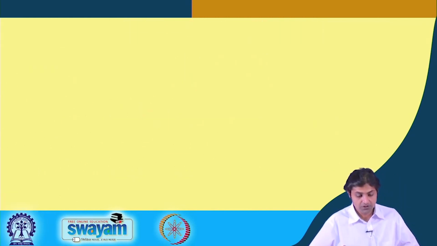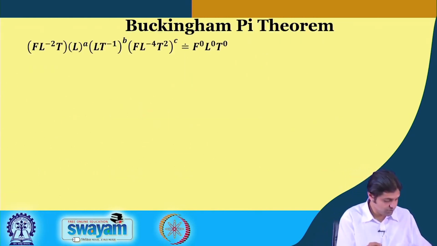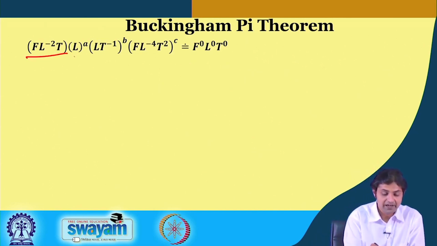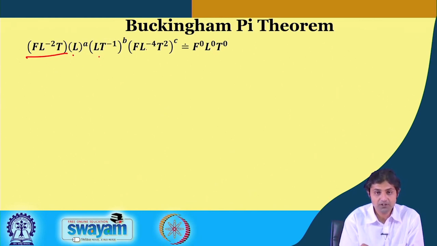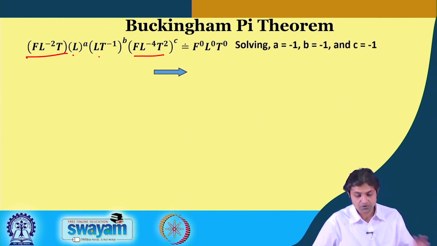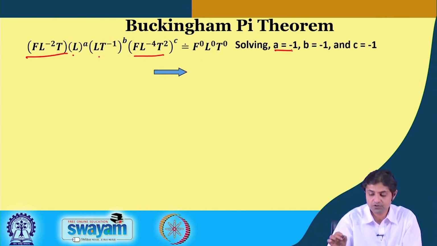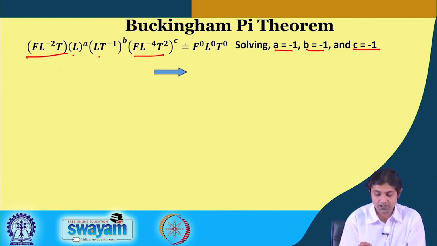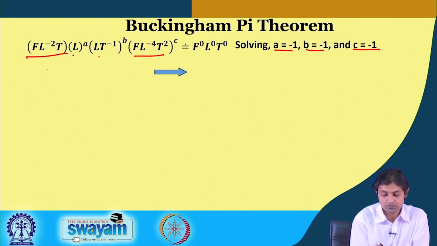So, we follow the procedure again. This was mu, L to the power a, v to the power b, rho to the power c, is equal to f to the power 0, L to the power 0 and t to the power 0. So, if you solve this, we are going to get a is equal to minus 1, b is equal to minus 1, c is equal to minus 1. So, 3 equations you can obtain, right. It will be the same: 1 plus c is equal to 0.